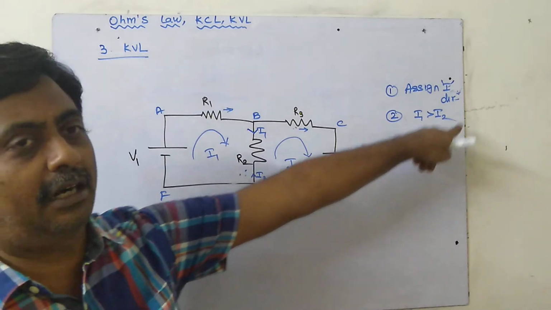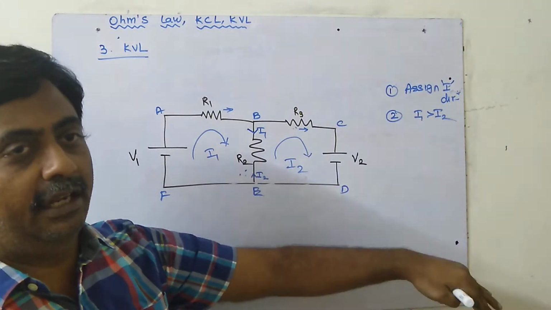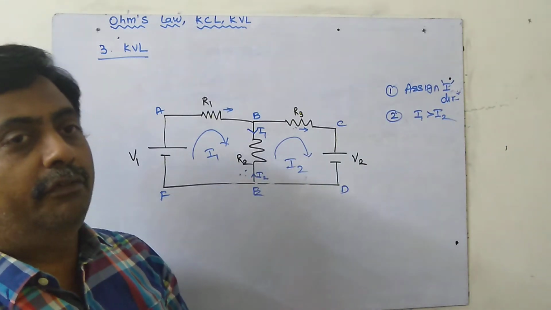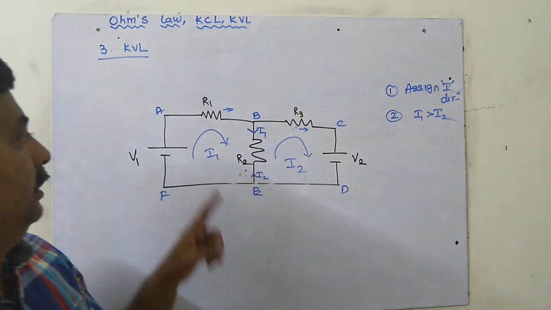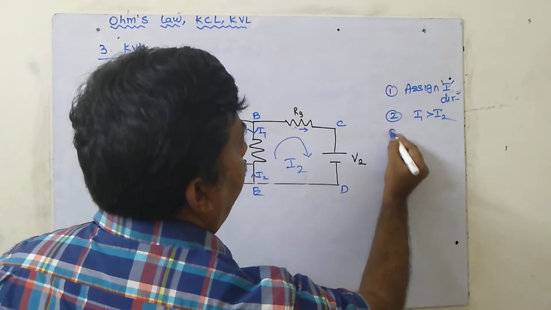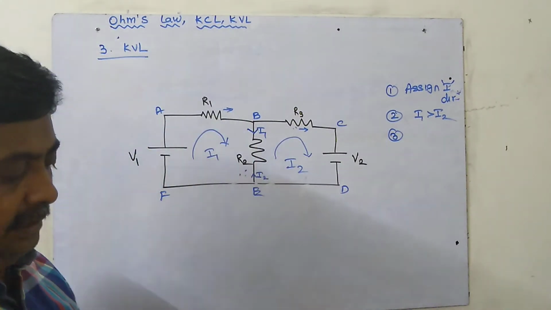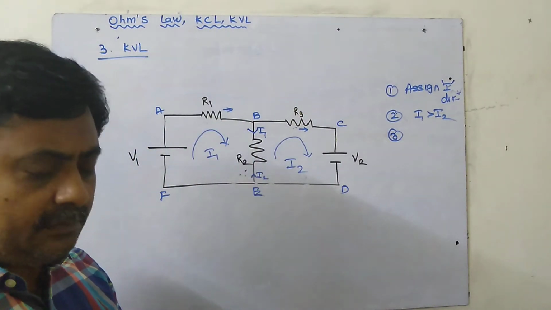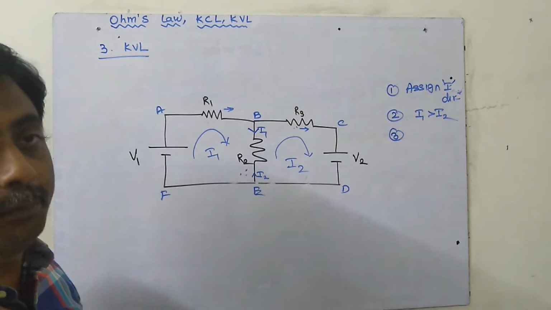Let us assume, these are only assumptions. If we get negative results, our assumption is wrong and we have to change the direction. This is I1, I2. So the third step is to put plus and minus signs. What is meant by plus minus? The current entering point is plus and the leaving point is negative.